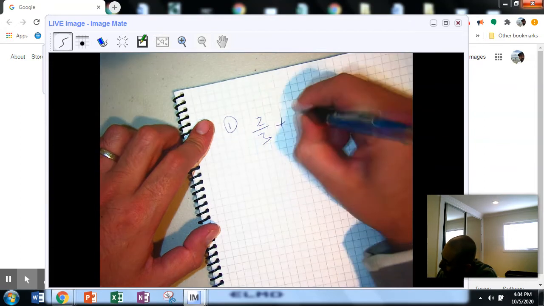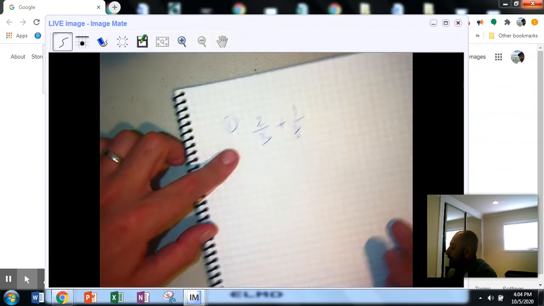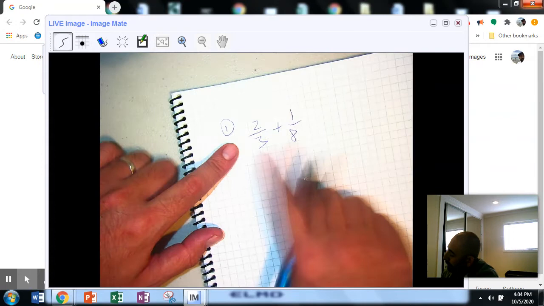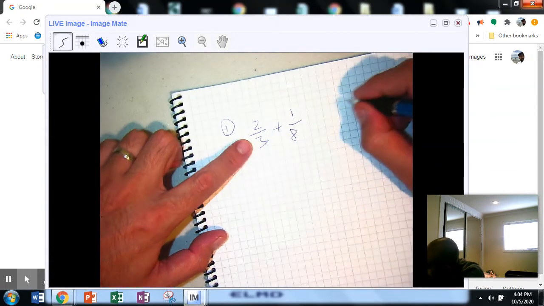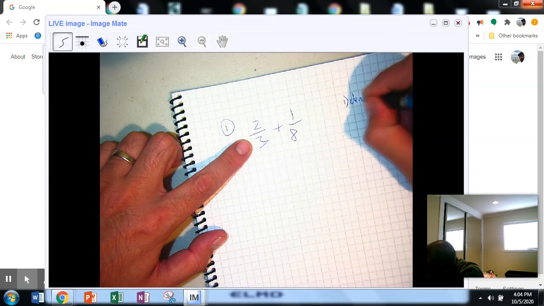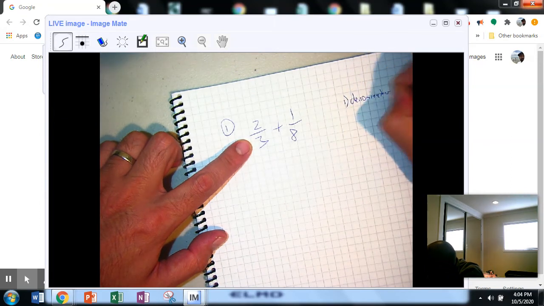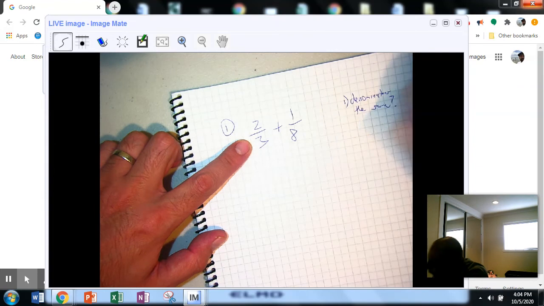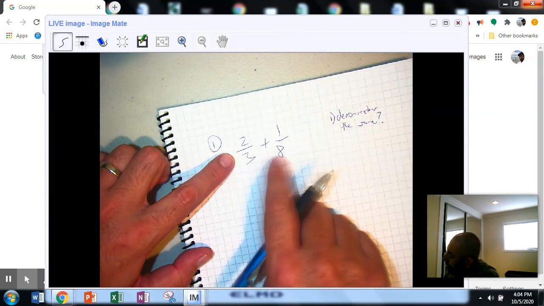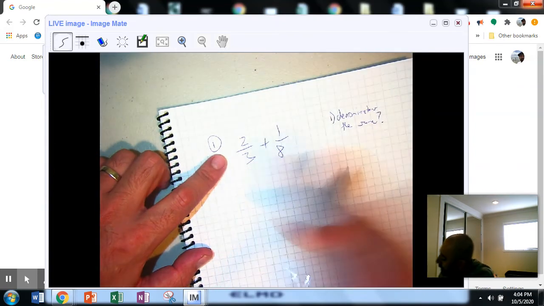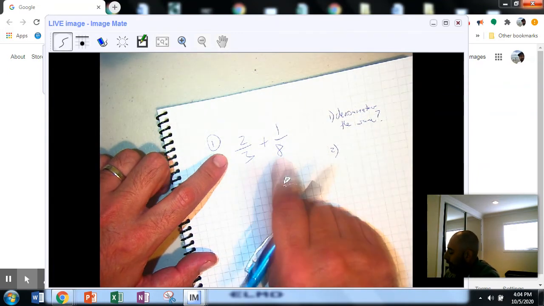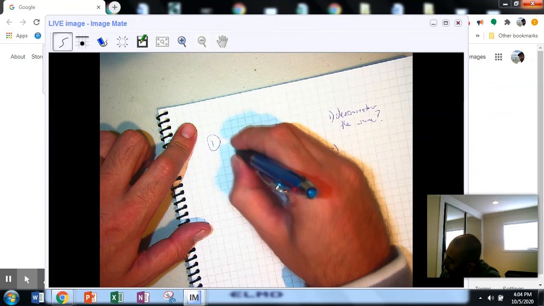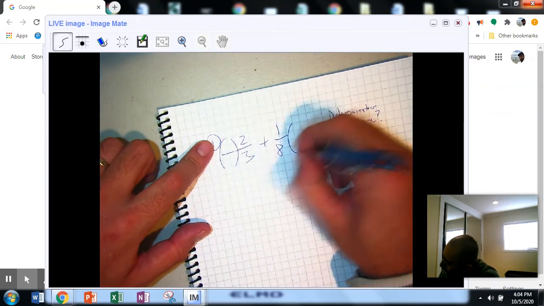So number 1, 2/3 plus 1/8. Remember, we're being asked to add. The first thing you do is look at the denominators. Are the denominators the same? No, they're not. They're different. So you must find the common denominator.